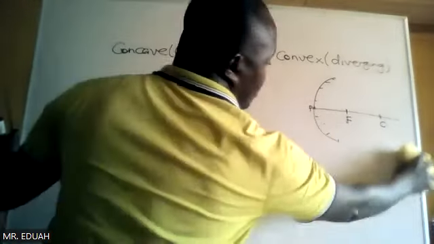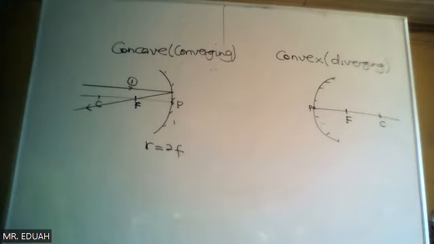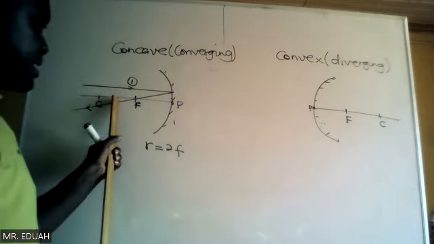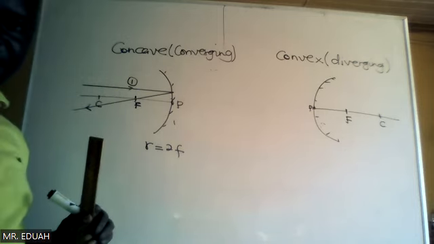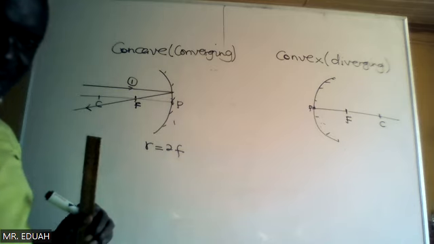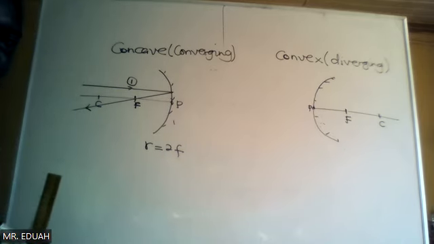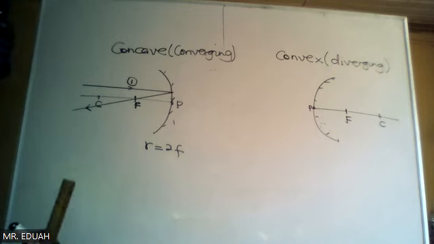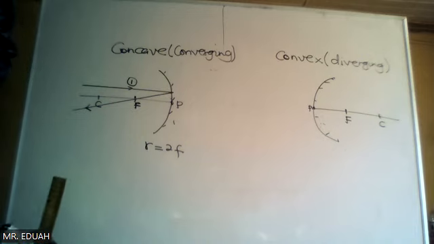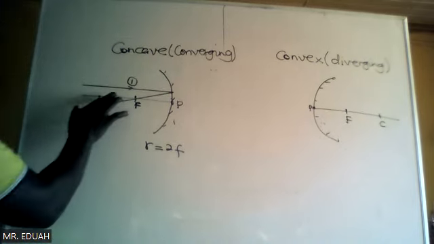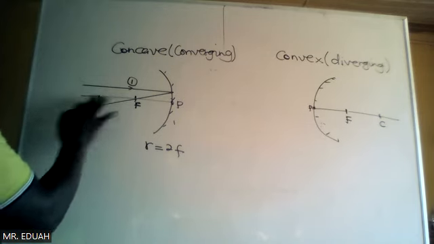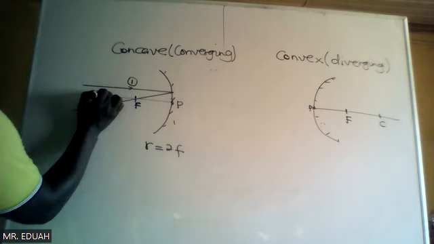Mr. Dear, hello, please, can you repeat the first? I want to write what you said. I didn't get it. A ray of light parallel and close to the principal axis, after reflection, it has to pass through the principal focus or the focal point.